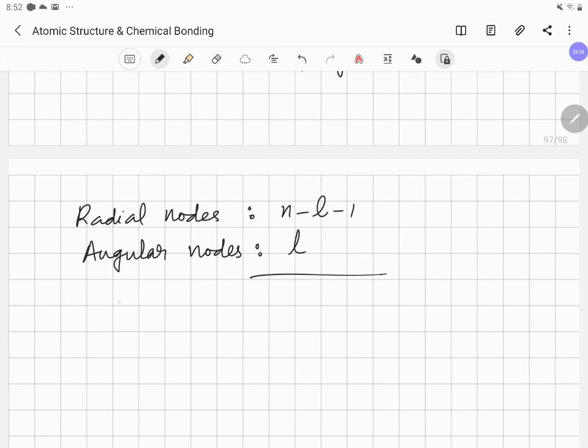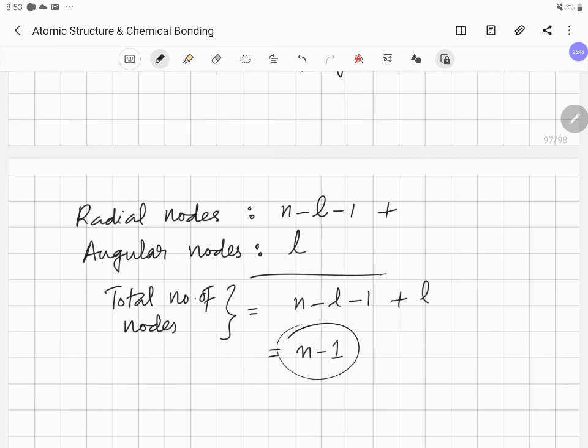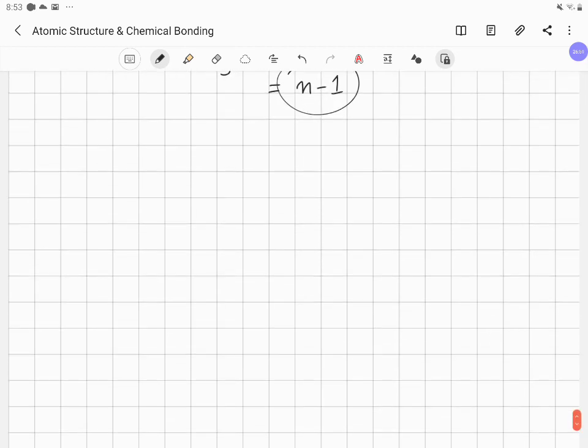So what is the total number of nodes? The total number of nodes is equal to n minus L minus 1 plus L. If I add both, then it is n minus 1. So these are about the number of nodes. So I'm stopping it here.